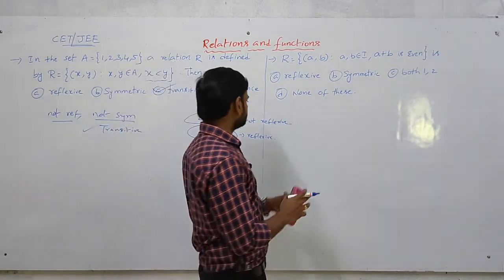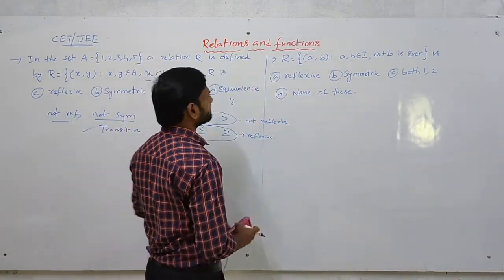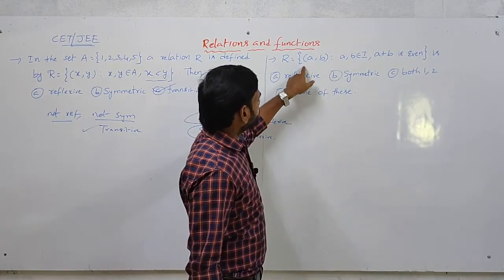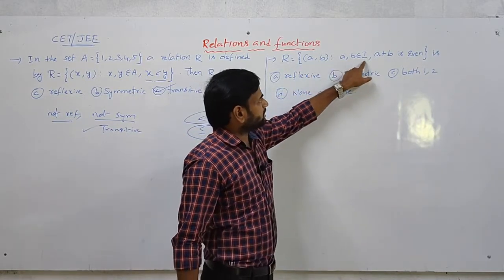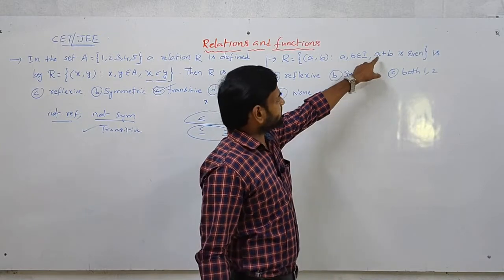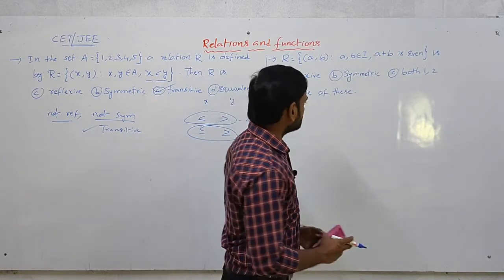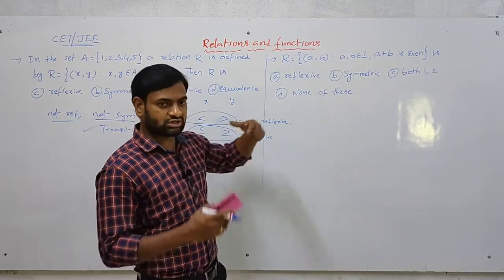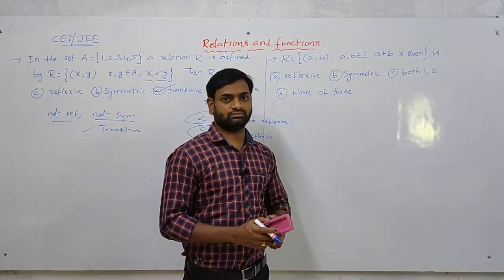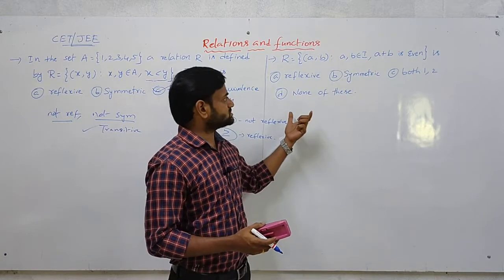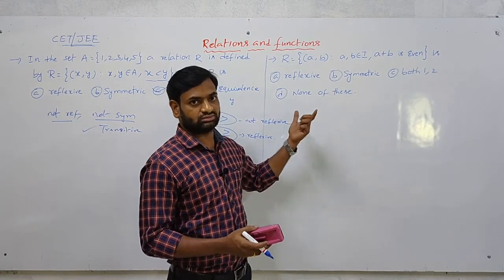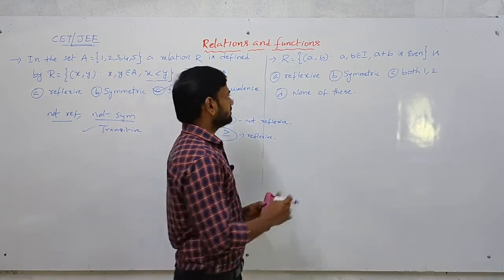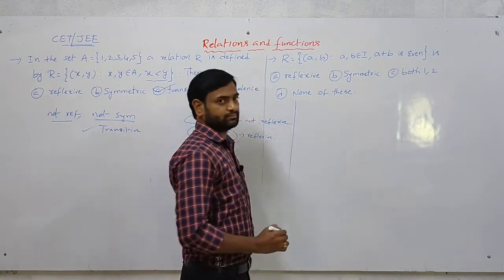Next, come to this one. R equal to A comma B such that A comma B belongs to R, A plus B is even. Now see, don't check all of reflexive, symmetric, transitive. First check the options, which one is given. Only that you check, because you have to save the time.